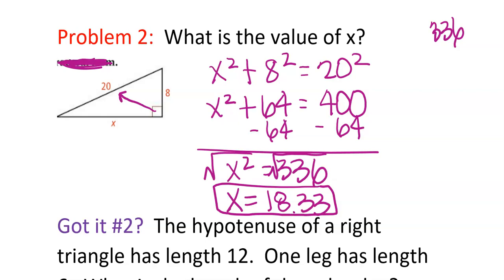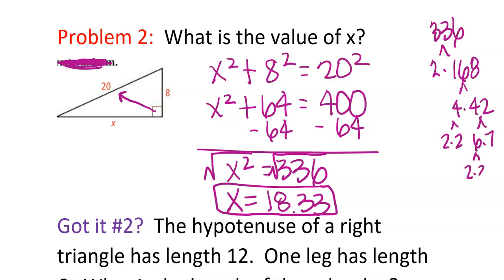So 336, if you just divide it by 2, you get 168. And it doesn't matter what you start with. So 2 times 168. 168, I'm going to go 4 times 42. Keep going. 42 is 6 times 7. And 6 is 2 times 3.